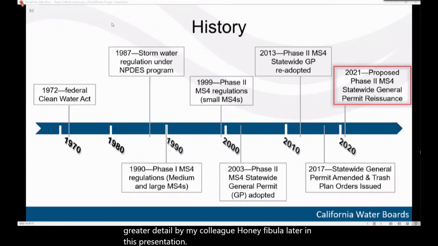We're currently in 2020, holding workshops to gain feedback. And we anticipate, hopefully at the end of 2021, we'll have a Phase 2 MS4 statewide general permit reissuance.